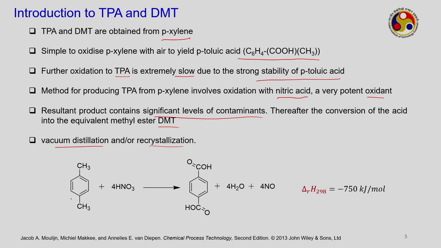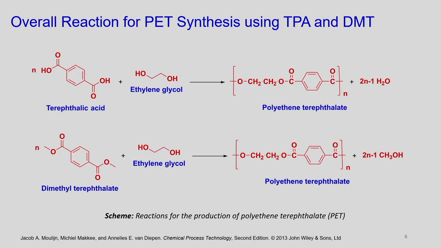So the overall reaction for the production of terephthalic acid is this. You have paraxylene, you have nitric acid, a strong oxidizer, and you form this terephthalic acid with H2O and NO. The heat of reaction is around -70 kJ/mol.